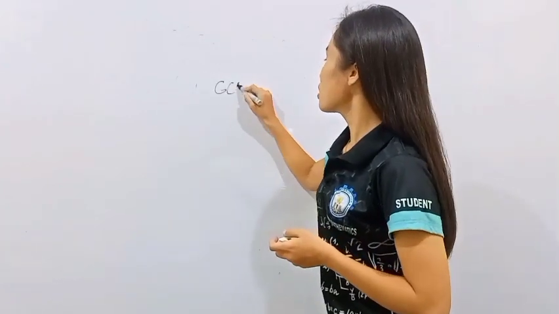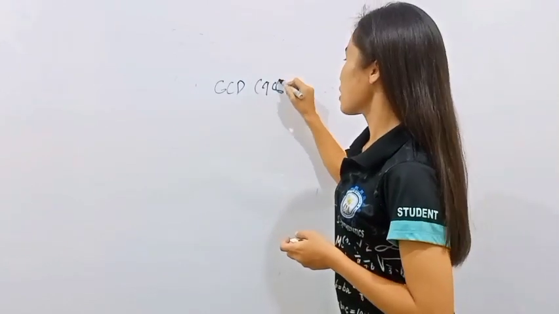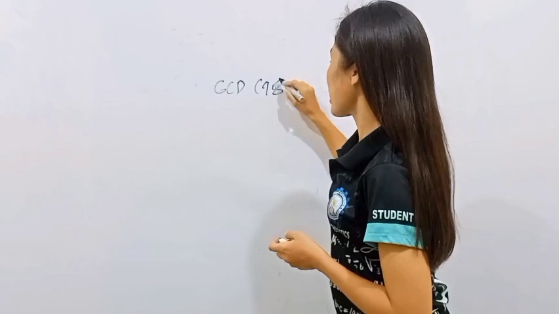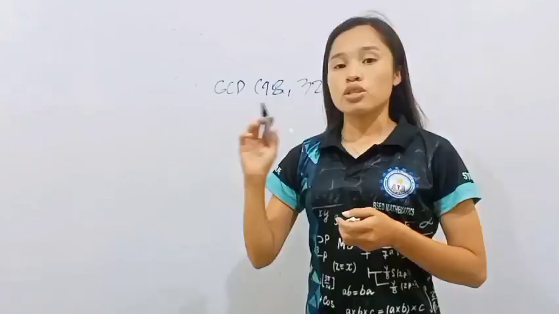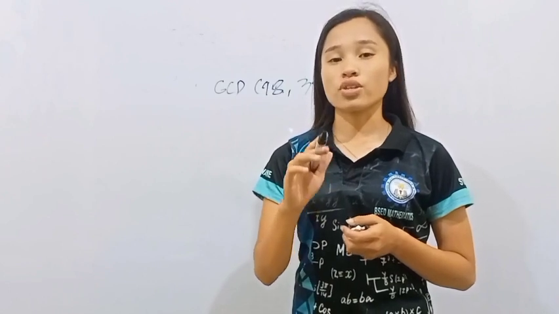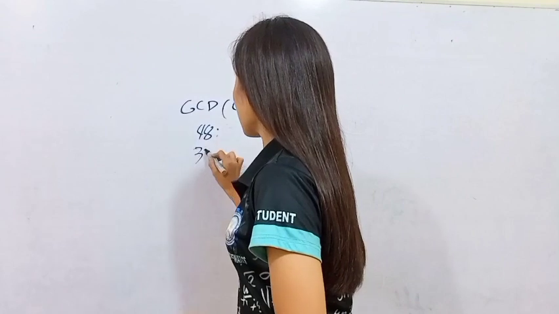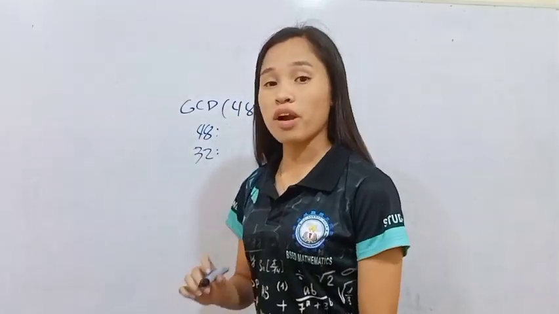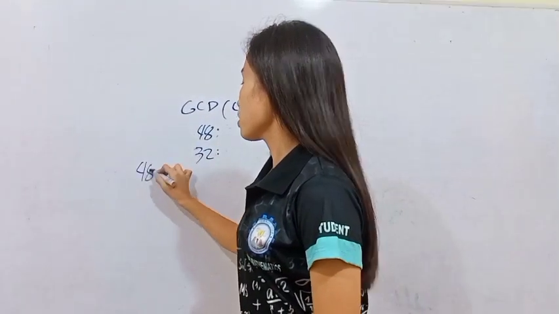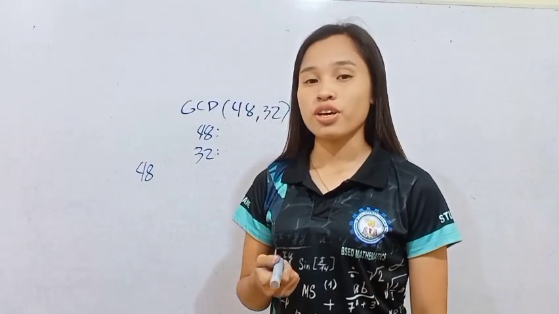I have here an example on how to find the GCD using the prime factorization method. We have the GCD of 48 and 32. The first step to do is to get the prime factorization of 48. We look for prime numbers that we can divide 48 by without remainders. So, let's try 2.